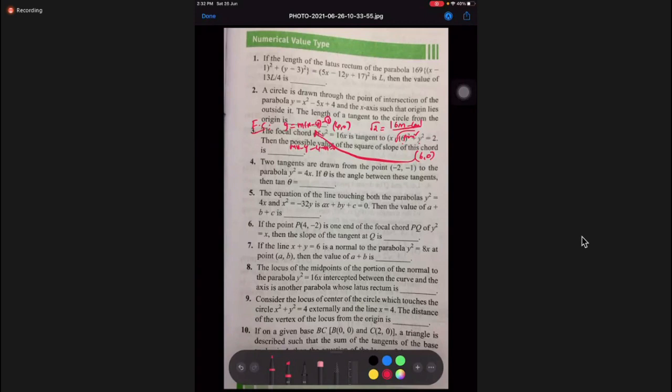Then the possible value of the square of the slope of this chord. If you find m square, they are asking. So we get m as 1, then the possible value of the slope is plus or minus, and m square.